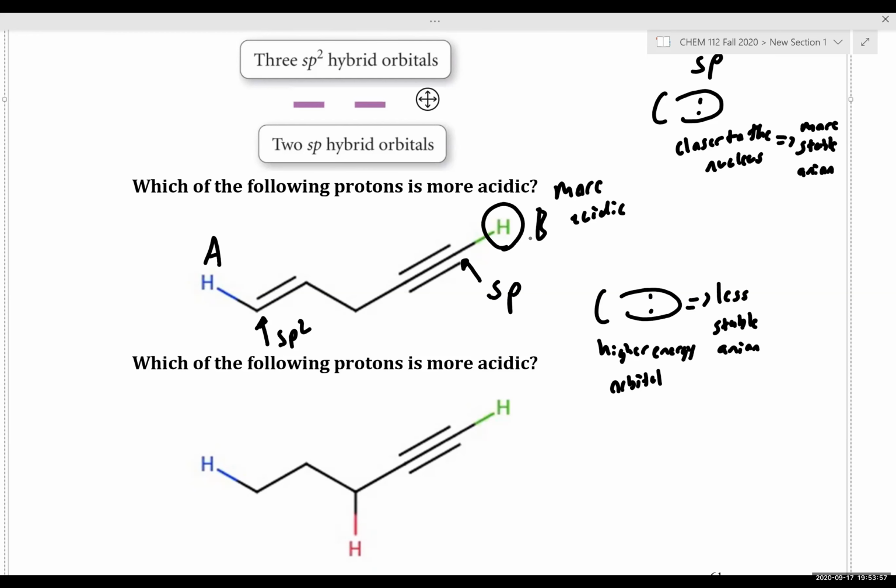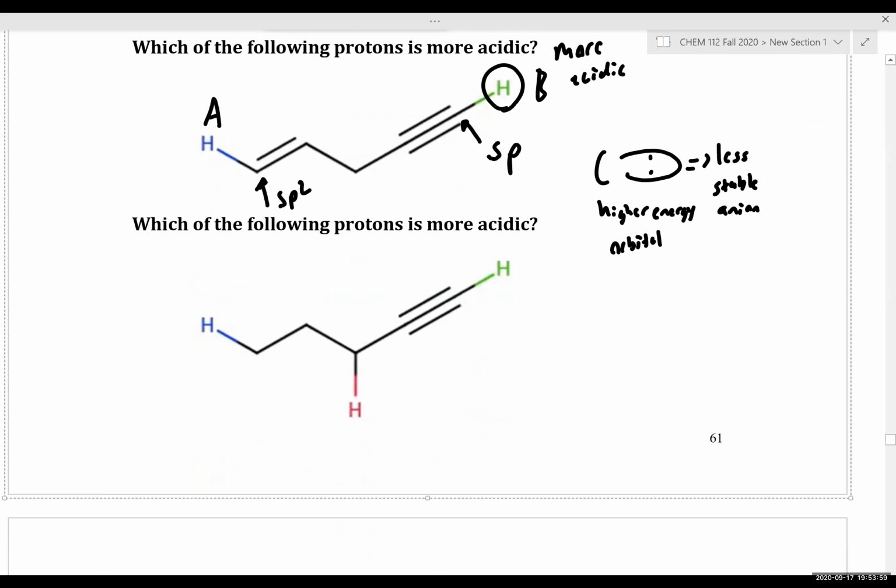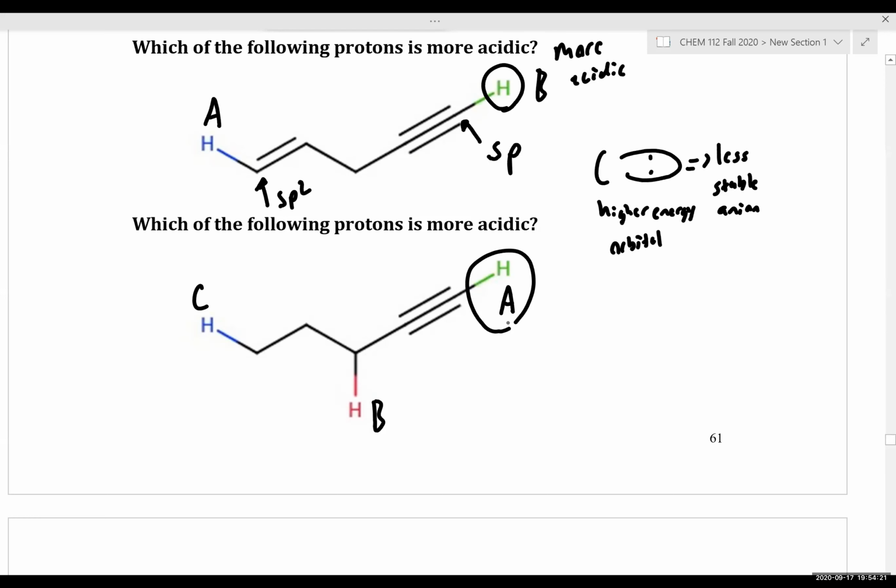Okay, perfect. Now let's take a look. Let's rank these protons, A, B, and C, in order of increasing acidity. What's our most acidic proton in this molecule? A, B, or C? A, exactly right. So A is the most acidic.